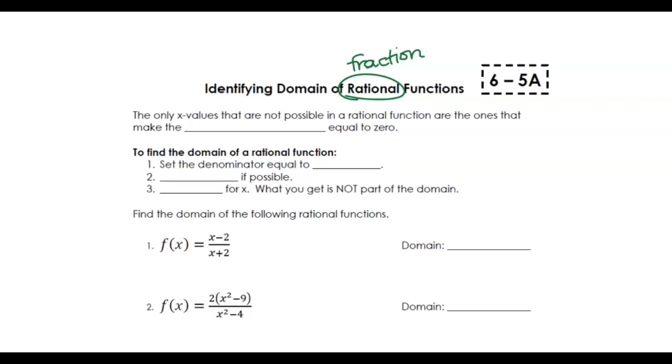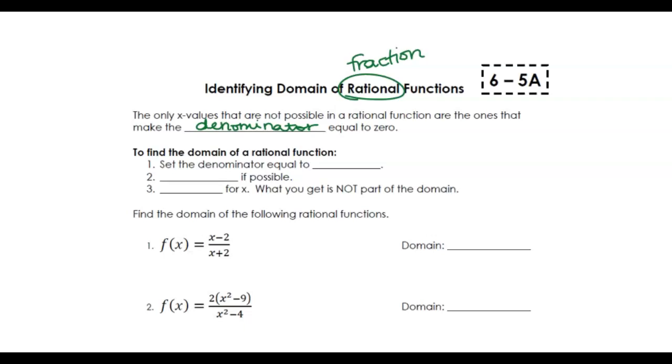Because can you have a denominator of 0? No, you cannot. You can't divide by 0. It's not possible. So anytime you have a denominator equal to 0, that's not possible. So this is the denominator. Today, when we identify the domain, we're going to be looking for things that make the denominator 0, because we know that the function's not defined at those places.